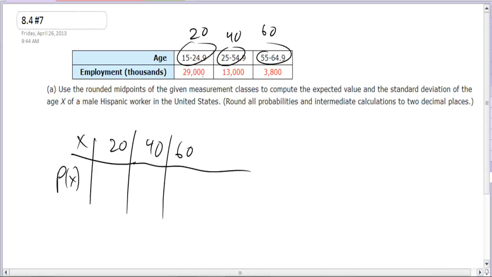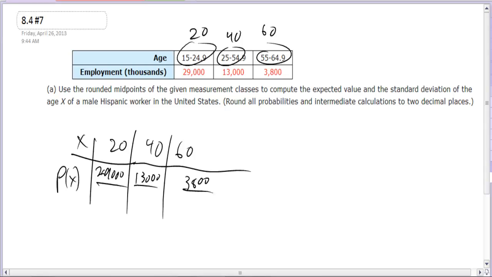Well, we know there are 29,000 people who are employed, in the thousands. So it's actually 29,000, but whatever. That are the age of 20. So I'm going to write that number, 29,000 out of, and then so the next one's similar, 13,000 out of, and 3,800 out of.